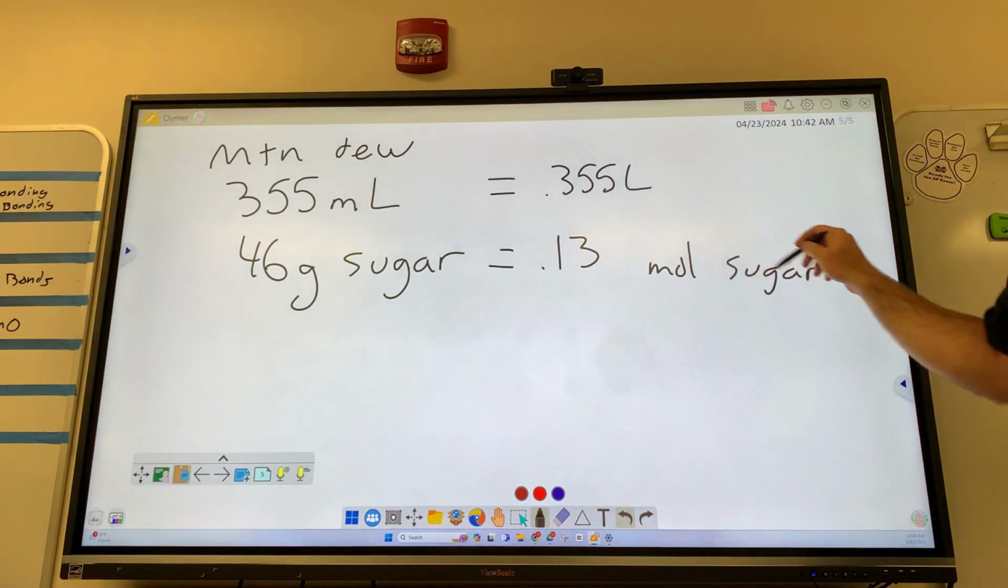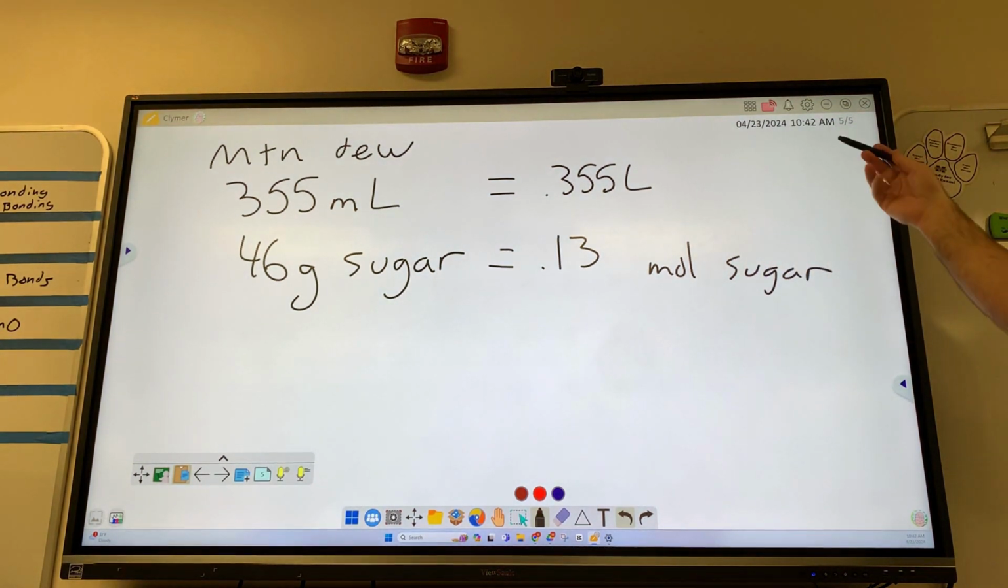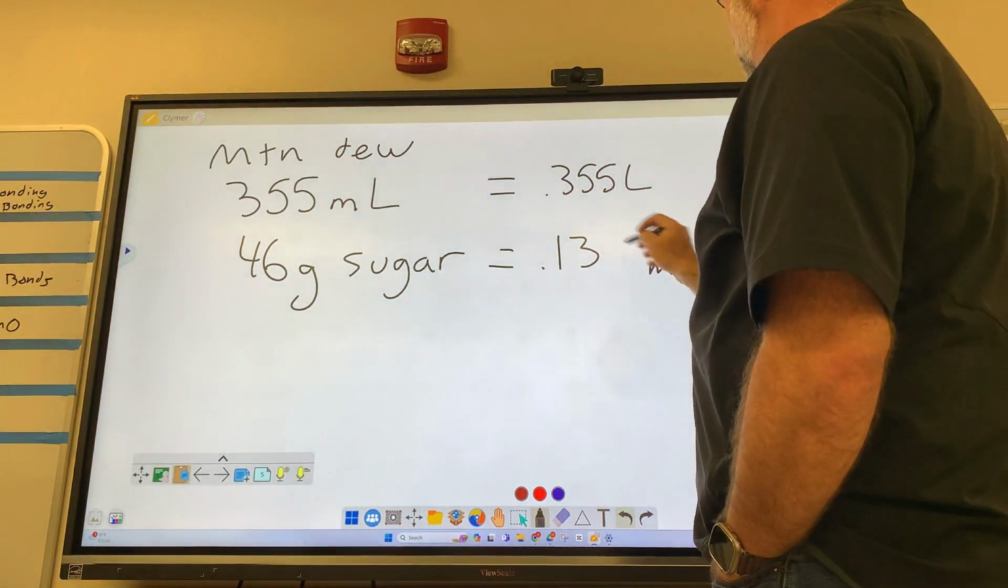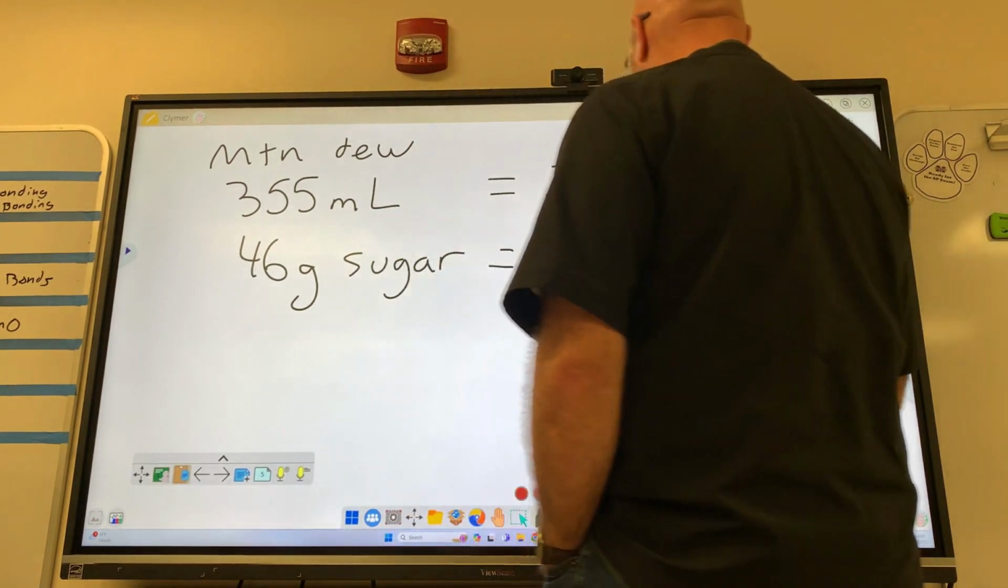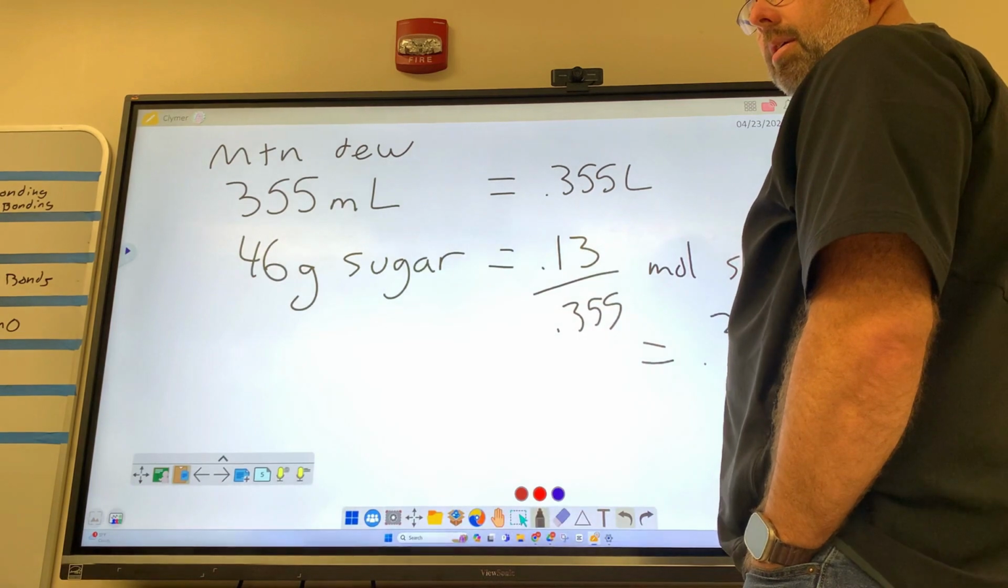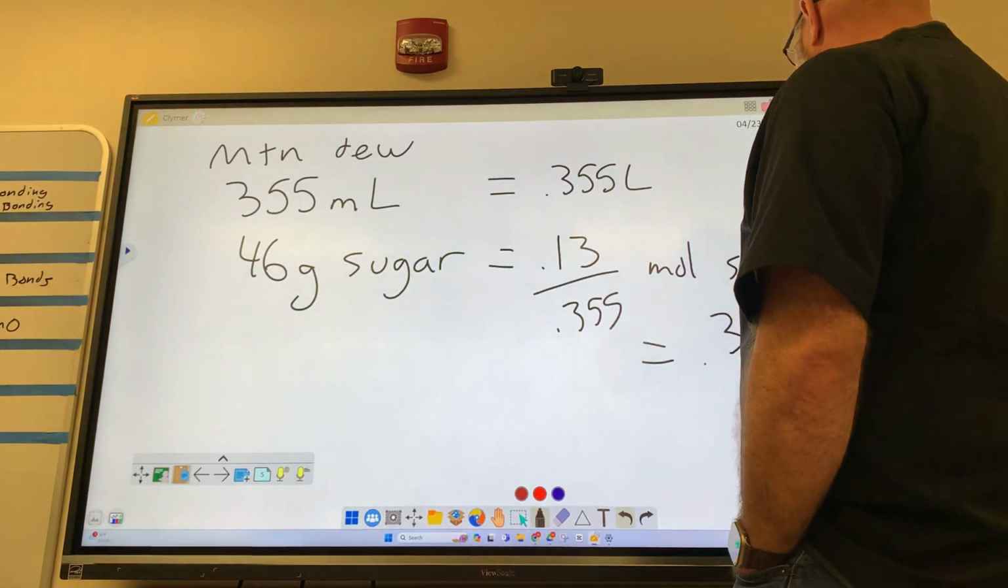Oh, the moles. We're doing the moles first. So now we can do the thing. So now moles per liter, 0.13 divided by 0.355 equals 0.37 molarity.